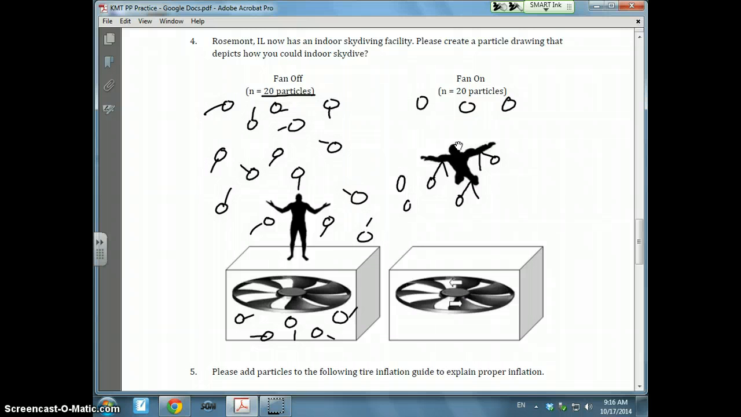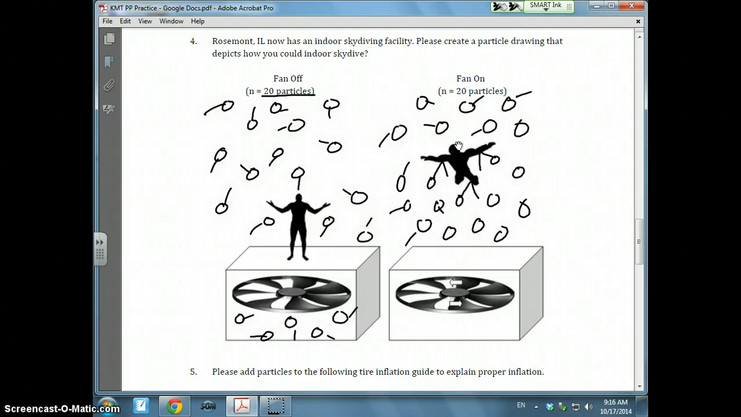1, 2, 3, 4, 5, 6, 7, 8, 9, 10, 11, 12, 13, 14, 15, 16, 17, 18, 19, 20. Okay. So to me, that kind of represents that a little bit better, that now the air is above the fan and that it's hitting the guy, making you go up in the air.